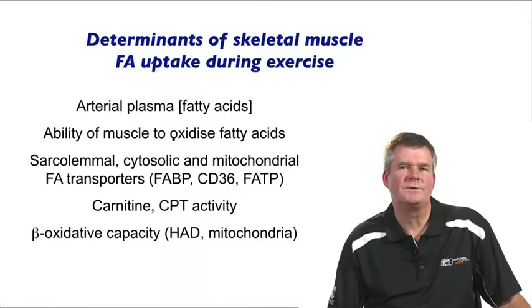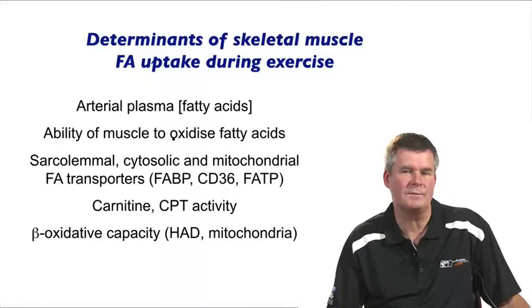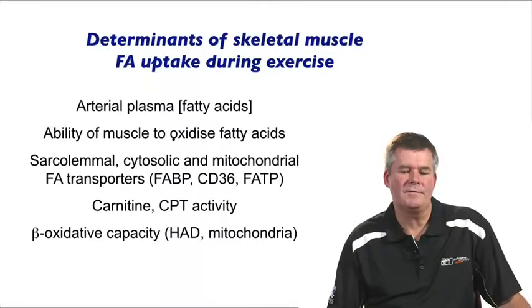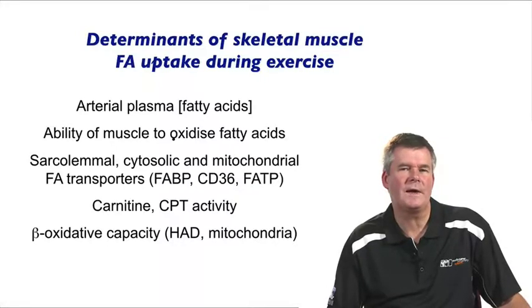And so, the major determinants of skeletal muscle fatty acid uptake then are the plasma level, or the arterial concentration of those free fatty acids, and the ability of the muscle to take up and oxidize those fatty acids to maintain a diffusion gradient. There are a number of sites where fatty acid transporters are involved. A number of proteins have been identified. These include the fatty acid binding protein, FABP, another fatty acid binding protein called CD36, and fatty acid transport protein, or FATP. And these proteins are involved in transporting fatty acids across the sarcolemma, across the largely aqueous environment of the cytosol inside the muscle, and also across the mitochondrial membrane.